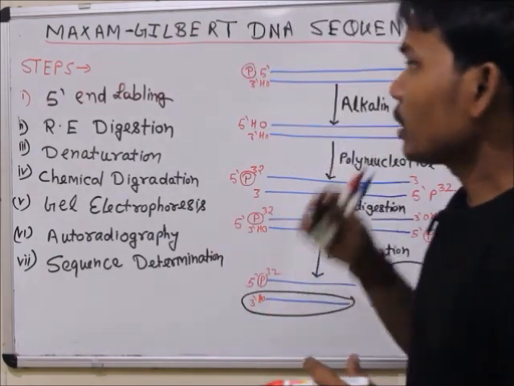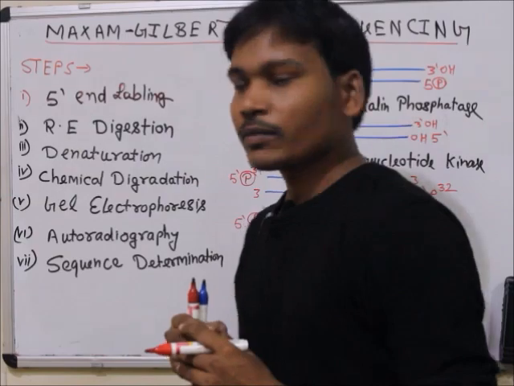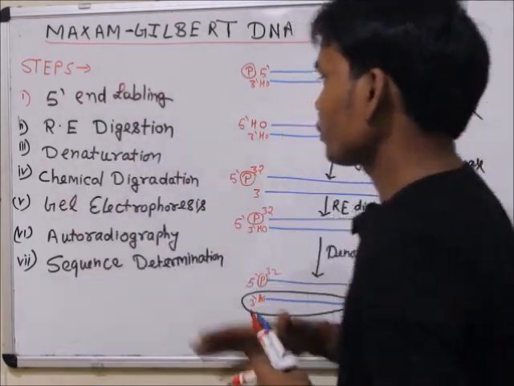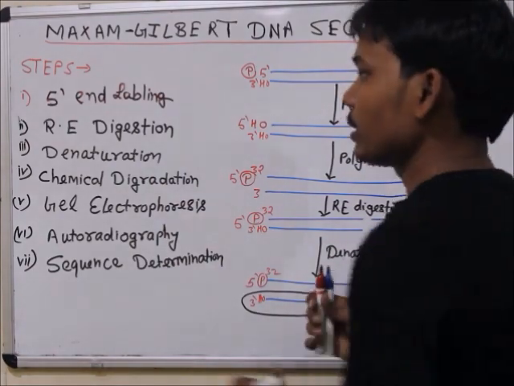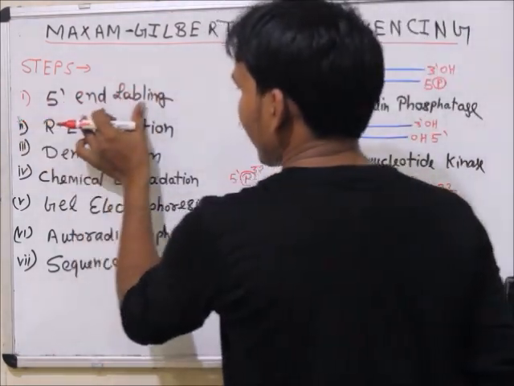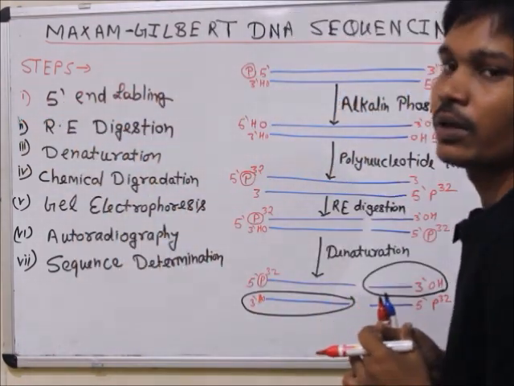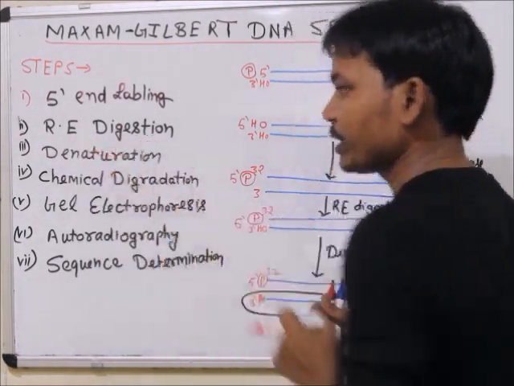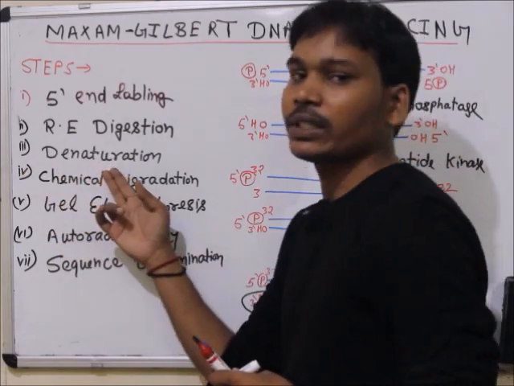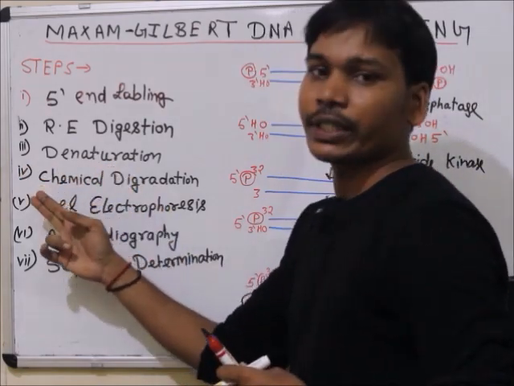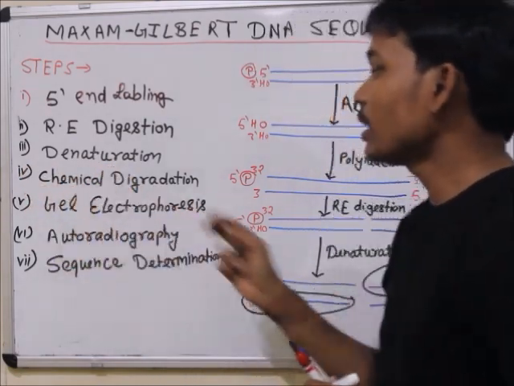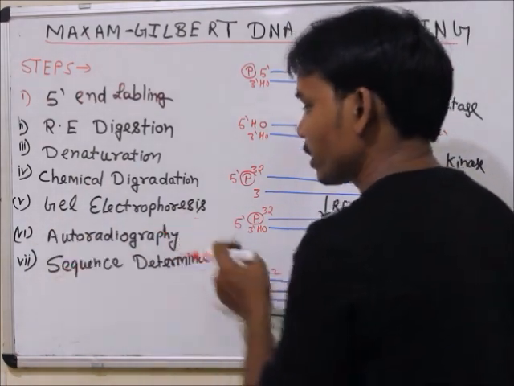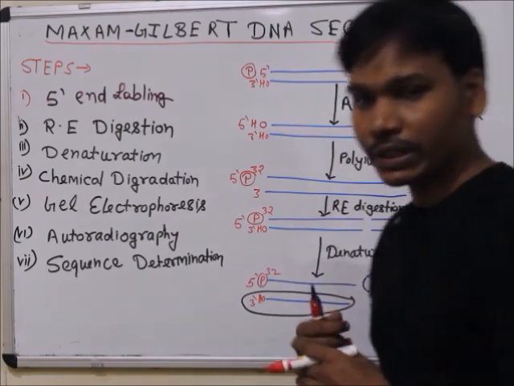So what are the steps of Maxam-Gilbert DNA sequencing? Here I have already written that the first step is 5' end labeling. The second step is restriction endonuclease digestion, and the third step is denaturation of the double stranded DNA. The fourth step is chemical degradation, then gel electrophoresis, further autoradiography, and then sequence determination.